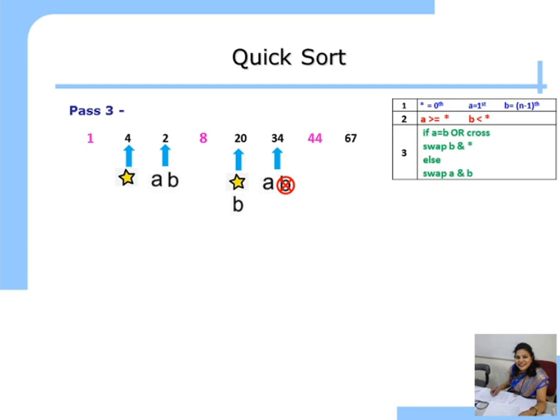Now, this is the adjustment of both A and B of this list. After adjustment, we will check. In the first list, A and B are at the same position, so we swap pivot with B. In the second list, A and B have crossed, so again we swap the pivot with B, meaning 20 with 20, and here we swap 4 and 20, pivot and B.